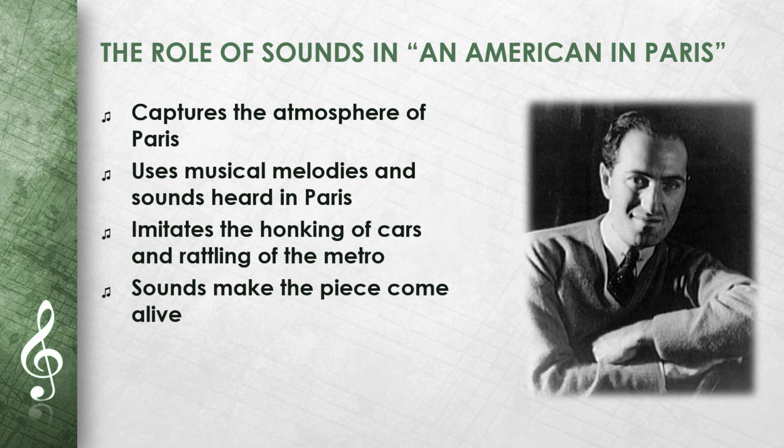Gershwin wanted to capture the atmosphere of the city in An American in Paris. To do this, he used not only musical melodies, but also sounds that could be heard in Paris. For example, he imitated the honking of cars and the rattling of the metro. These sounds are an important part of the piece and make it come alive.